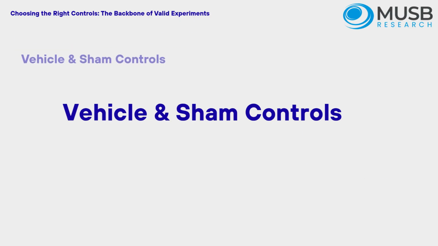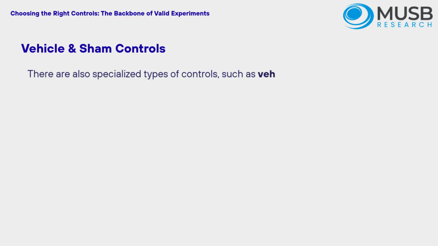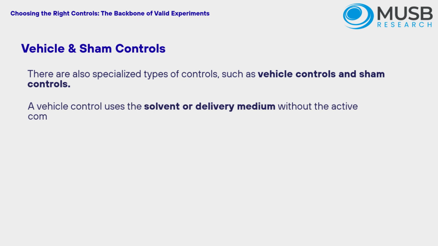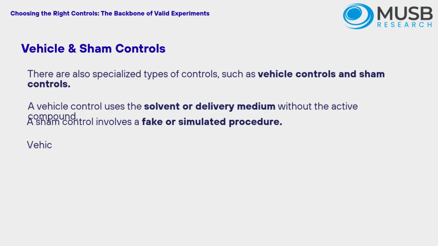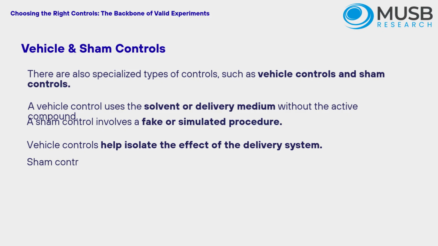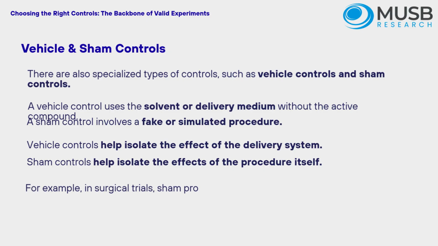Vehicle and sham controls. There are also specialized types of controls, such as vehicle controls and sham controls. A vehicle control uses the solvent or delivery medium without the active compound. A sham control involves a fake or simulated procedure. Vehicle controls help isolate the effect of the delivery system. Sham controls help isolate the effects of the procedure itself. For example, in surgical trials, sham procedures are used to test the influence of placebo effects.